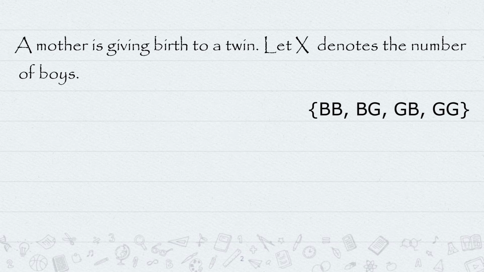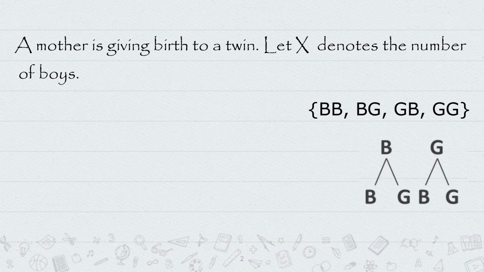So, ito yung sa tree diagram natin. So, kung gusto niyo makita, ito siya. So, ano yung possible value ng x natin? Pwede siyang baby, pwede siyang isang boys, at pwede rin walang boys. So the possible values of x are 0, 1, and 2.